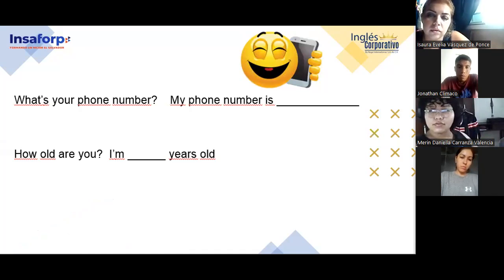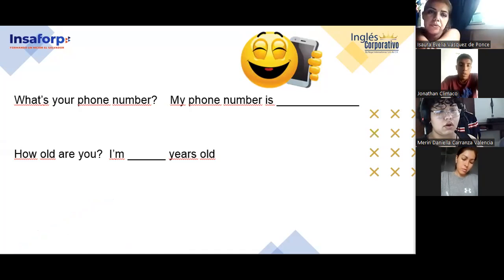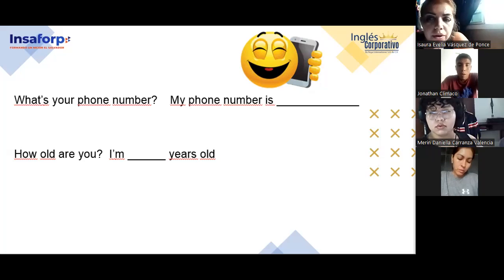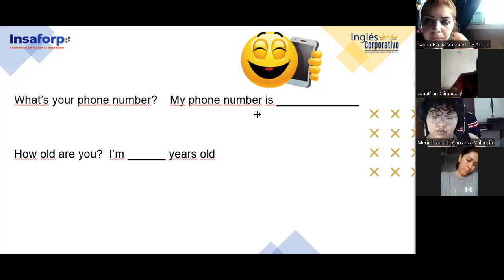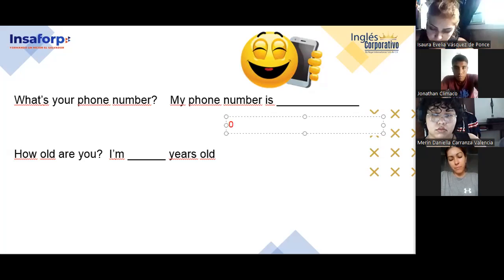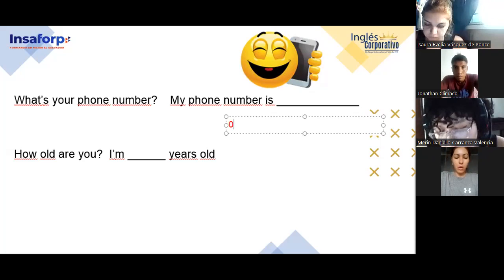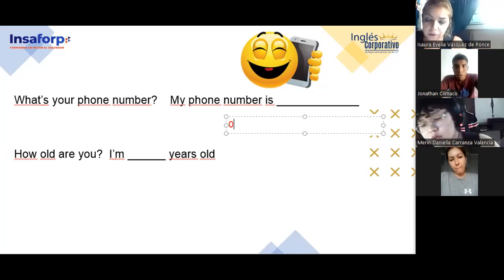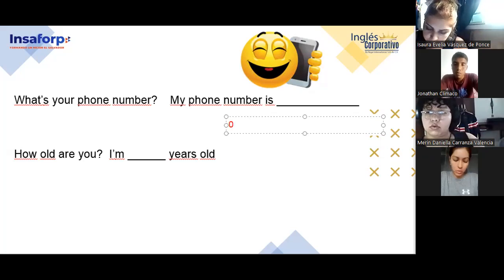What's your phone number? Pero como es una pregunta, la vamos a leer con entonación de pregunta, right? My phone number is, para decir el número de teléfono, ok, tenemos que en los números de teléfono hay zero, right? We have the number zero, right? Zero. En el número de teléfono no decimos zero, right? Decimos O para decir el zero, right? We don't say zero, we say oh.